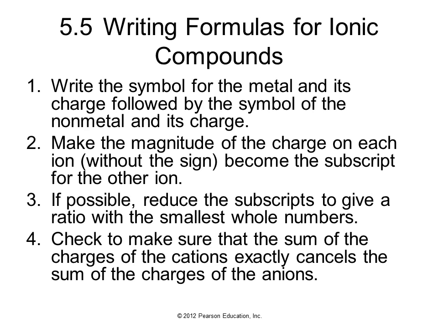So we write the symbol of the metal and its charge, followed by the symbol of the nonmetal and its charge. Then we make the magnitude of each charge on each ion, without the sign, become the subscript for the other ion. If possible, reduce the subscripts to give the ratio of the smallest whole numbers, and check to make sure the sums of the charges of the cations equal and cancel the sums of the charges of the anions. Here's an example.